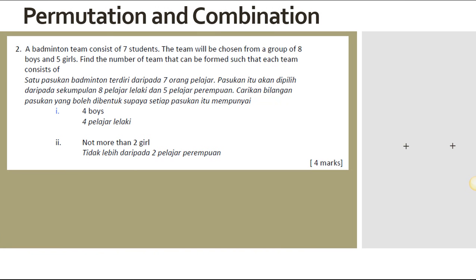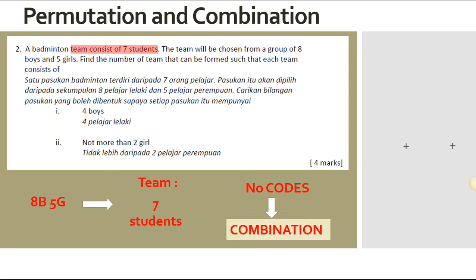Okay, second question. You have a badminton team that consists of 7 students. The team will be chosen out of 8 boys and 5 girls. The number of teams that can be formed is such that each team consists of 4 boys. Now, is this a question on permutation or combination? Are there any word codes? Are there any word repetition? There are no codes, there's no word repetition. Therefore, this is a question on combination.